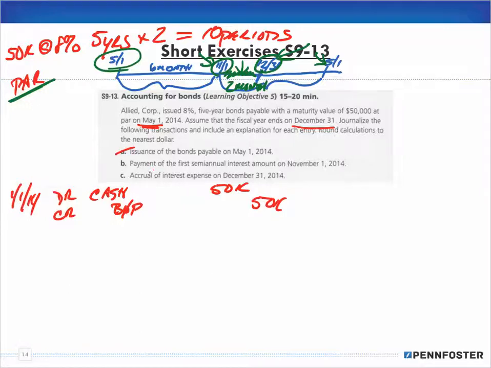B. Payment of the first semi-annual interest amount on November 1st. So on November 1st, 2014.